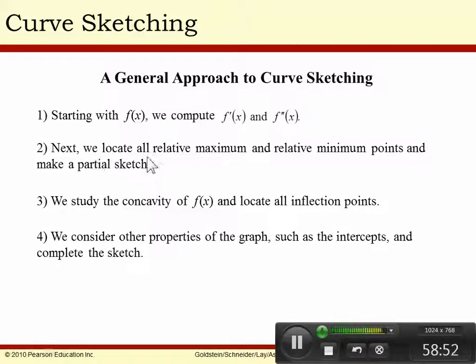Next, we locate all relative maximum and relative minimum points and make a partial sketch. So we're going to see what that is like it was in the last one. The critical points are where the derivative is 0 or undefined. And remember, if the derivative is 0 and we have concave down, we have a maximum. If the second derivative is positive and the first derivative is 0, we have a minimum. We also are interested where the second derivative is 0, as that gives us inflection points.